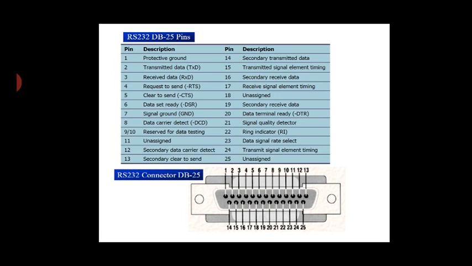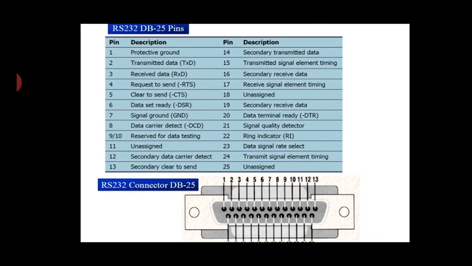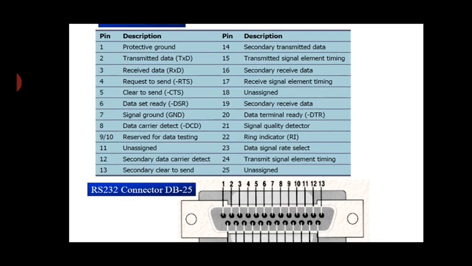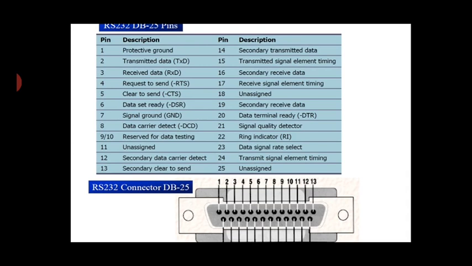Each pin signifies a certain operation. A few operations are important for the communication. The first is protective ground, the second one is transmit data TXD, the third is receive data RXD, the fourth one is request to send RTS, the fifth one clear to send, the sixth one data set ready, the seventh is signal ground, and the eighth one data carrier detect, DCD.